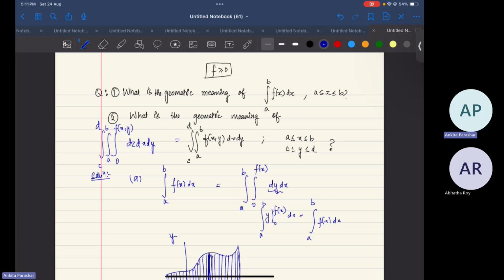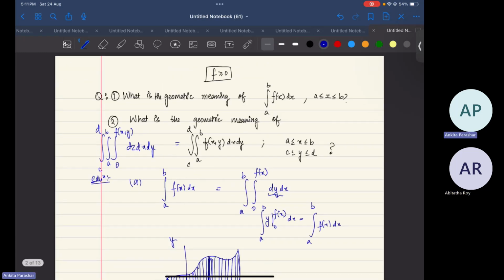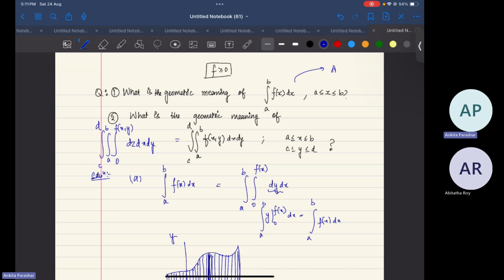As you said, this is the area under the curve, and this is the volume under the surface.